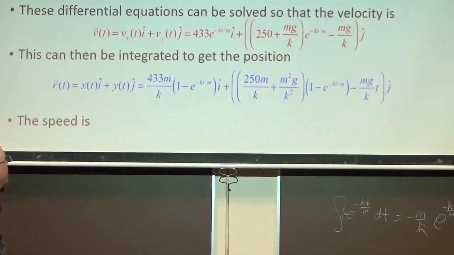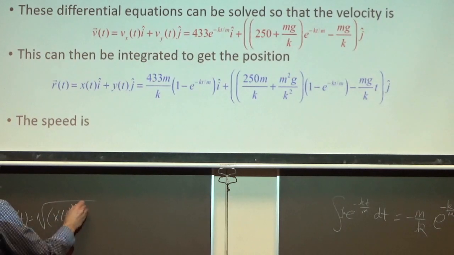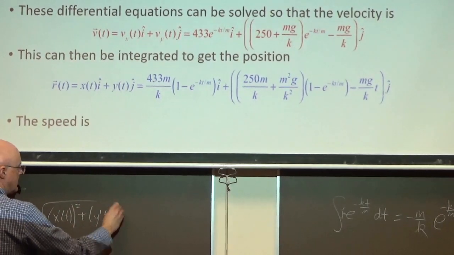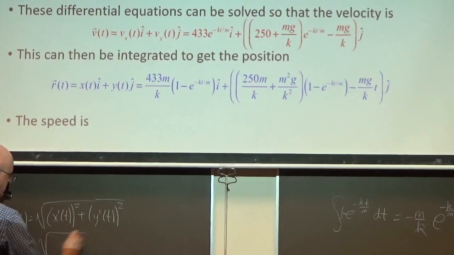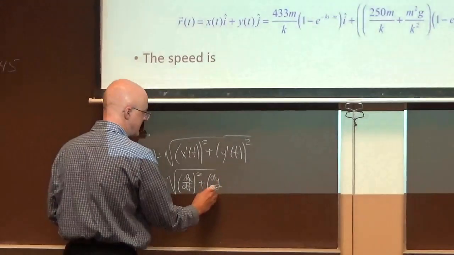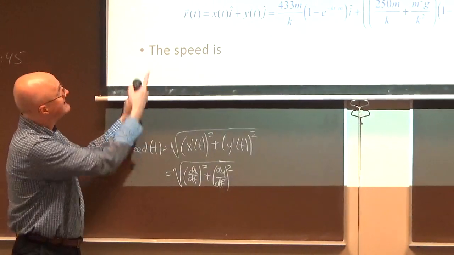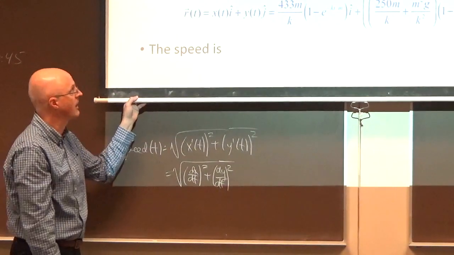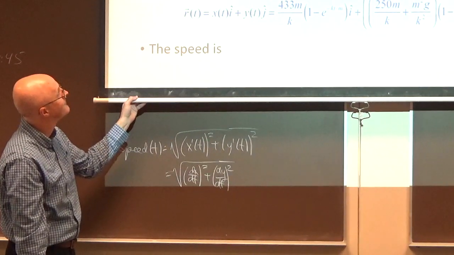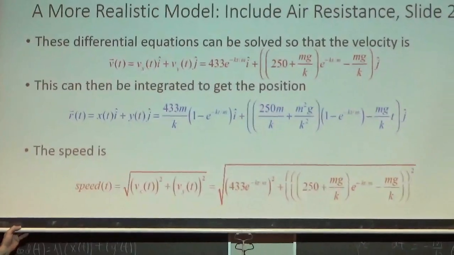What's the speed? This is definitely something to know for the exam. The speed is the square root of x prime of t squared plus y prime of t squared. Or if you prefer Leibniz notation, you could write dx dt, quantity squared, plus dy dt quantity squared. That's what the speed is. It's the length of the velocity vector by the Pythagorean theorem. And so I need to take that velocity vector up there in red and put it in a square root, like that. Nasty, okay? But still doable.